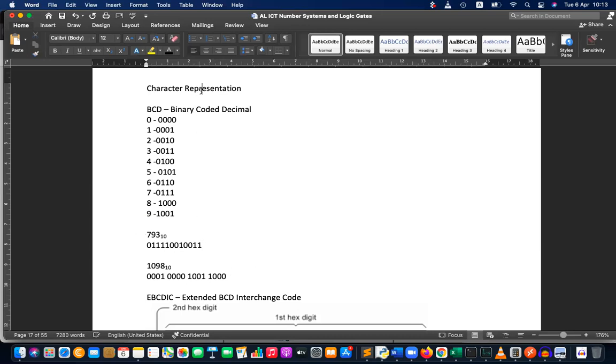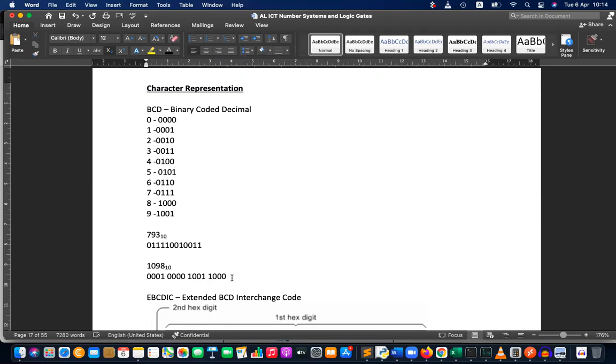That's why I wrote the heading as character representation. It's not character converting. It's not calculating. It's representation. So representation is done by looking at the table. Okay, 1098: 1 means 0001. 0 means four zeros. 9 means 1001. And 8 means 1000. So that is what the answer is.